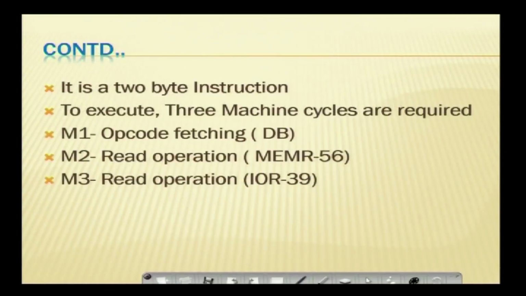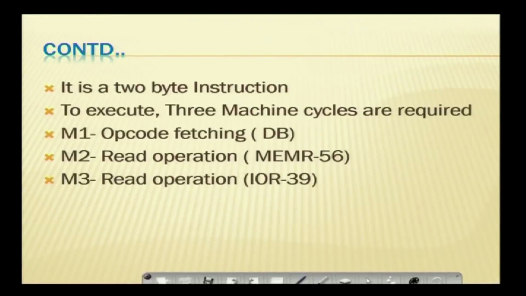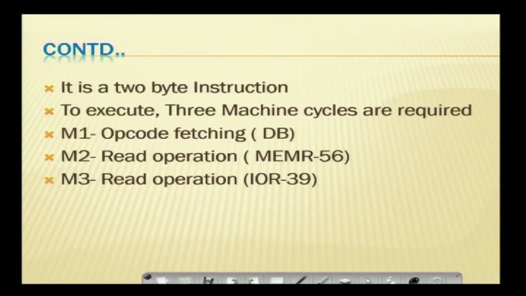To execute the IN instruction, it needs 3 machine cycles. The first machine cycle is always the opcode fetch machine cycle. Here the opcode value is DB. The second is the memory read operation, that is the 56. The port address is read, from 00 to FFH. Then M3 is the IO read operation, in which the given value is read.